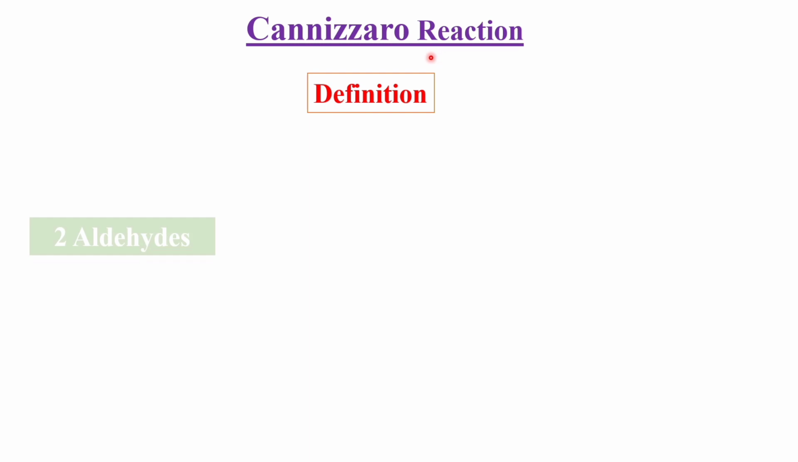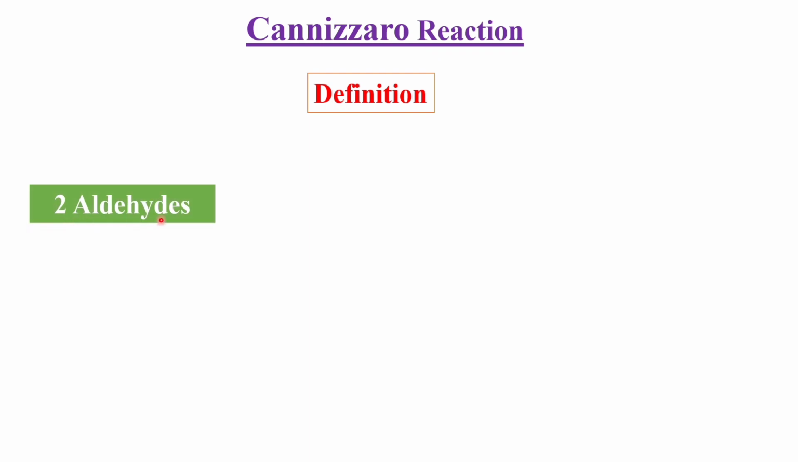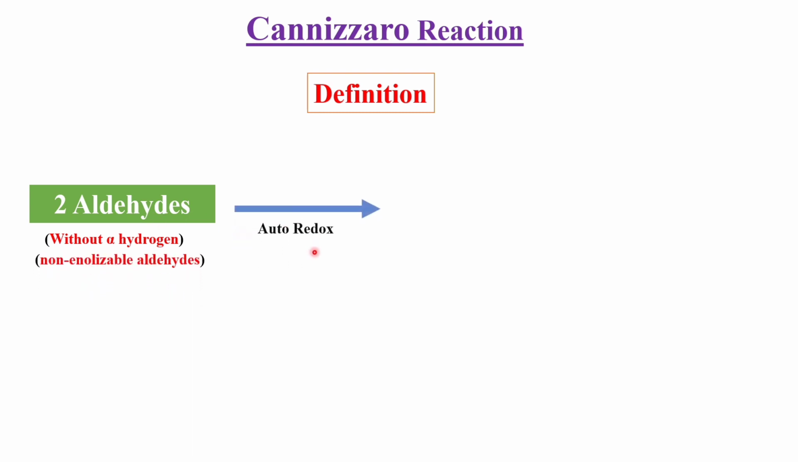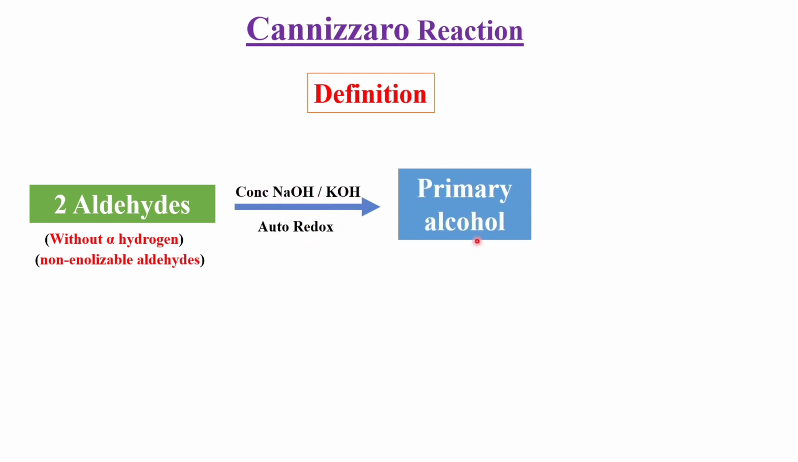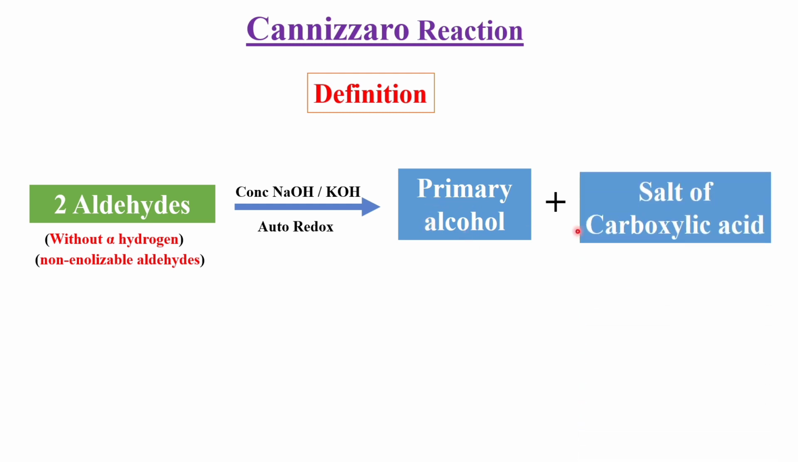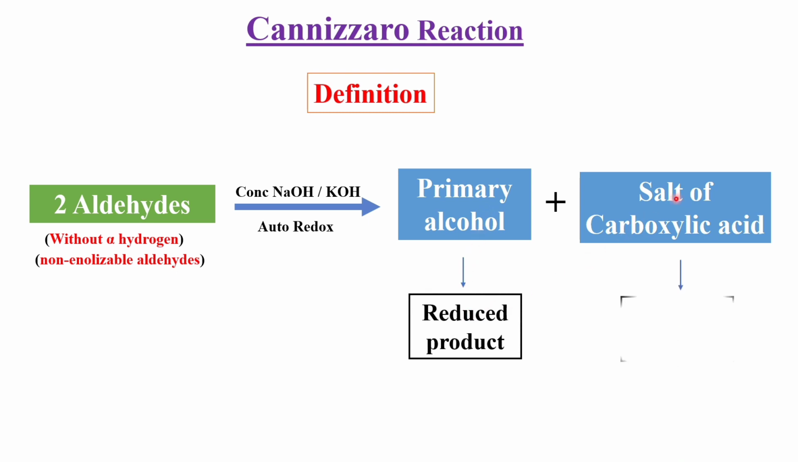Dear students, now we are going to see one more naming reaction called the Cannizzaro reaction. Here we have taken two aldehydes that do not have an alpha hydrogen atom, that is, non-enolizable aldehydes. They undergo auto-redox reaction in the presence of concentrated NaOH or KOH, and we get two products. One is the primary alcohol, another one is the salt of a carboxylic acid.